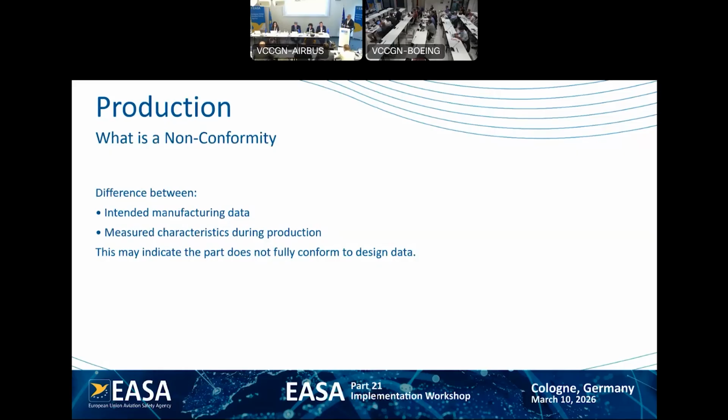And what is the non-conformity? Essentially, it is a difference between the intended manufacturing data and the measured characteristics of the part that is being produced. And this may indicate a non-conformity with the design data, but not necessarily, because if the sequence of production tasks has been changed, but this does not affect the ultimate conformity with the design data, you might not have a non-conformity with the design data, right? So let's go to the next.